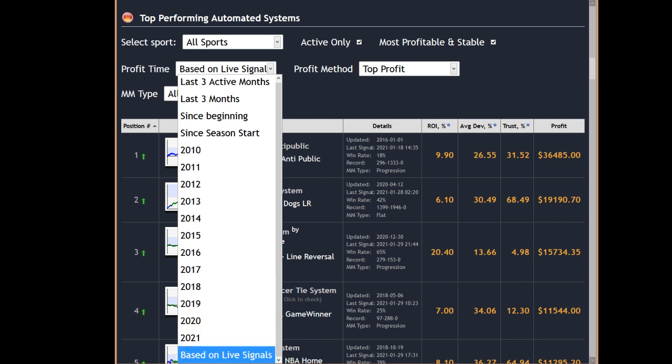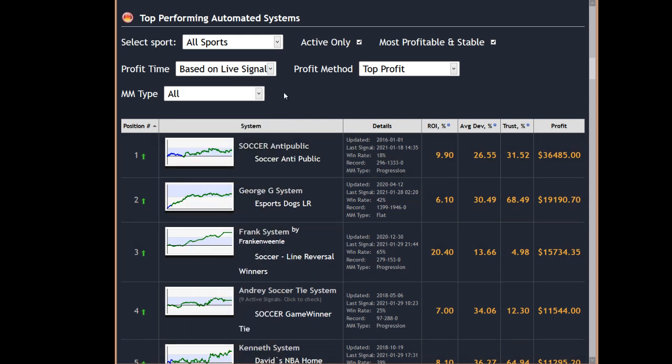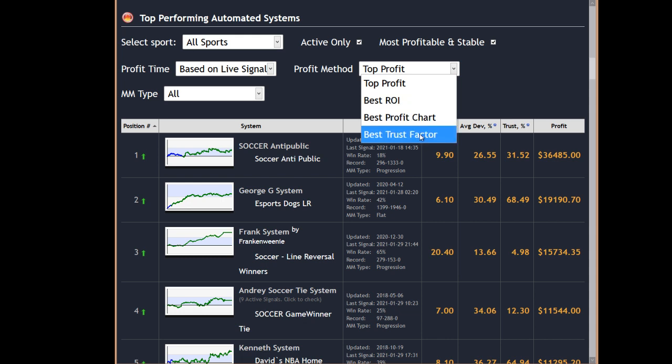And finally, over here, most importantly, we have based on live signals, which means that the profit will only be calculated from results achieved from live signals only. Now, when it comes to the profit methods, we have four main parameters or criteria to choose from. So you've got the top profit, best ROI, best profit chart, and the best trust factor. And each of these options here are related to the statistical columns over here to the right. Let me explain each of these one by one.